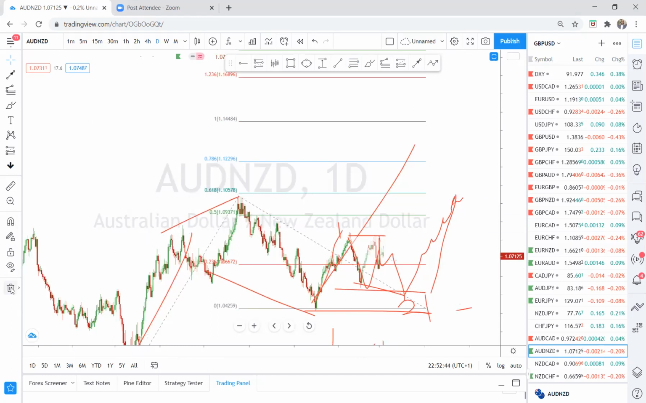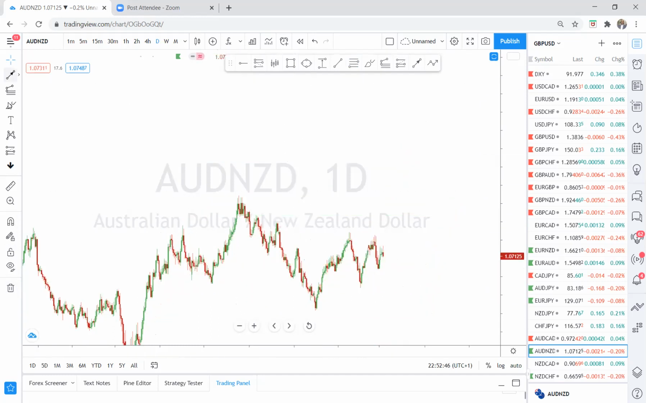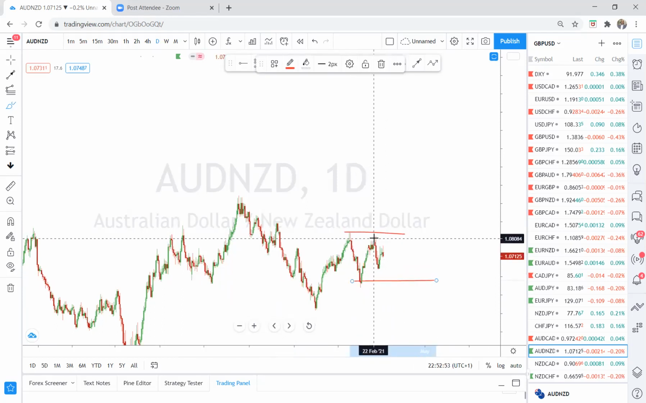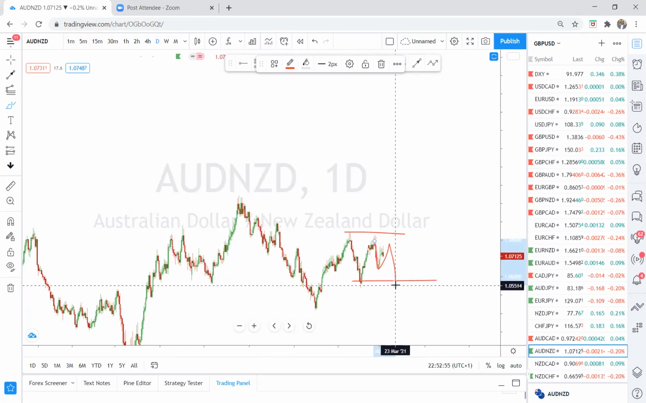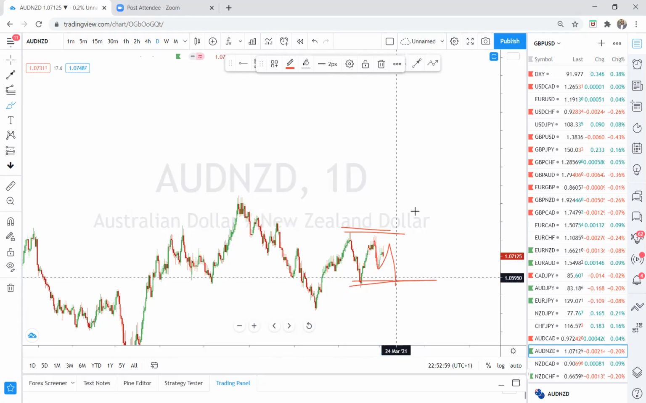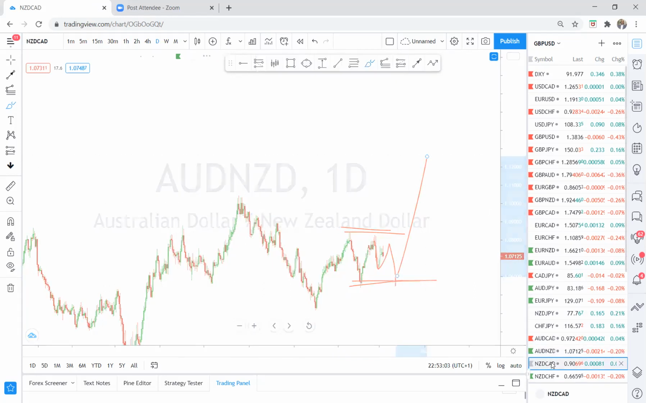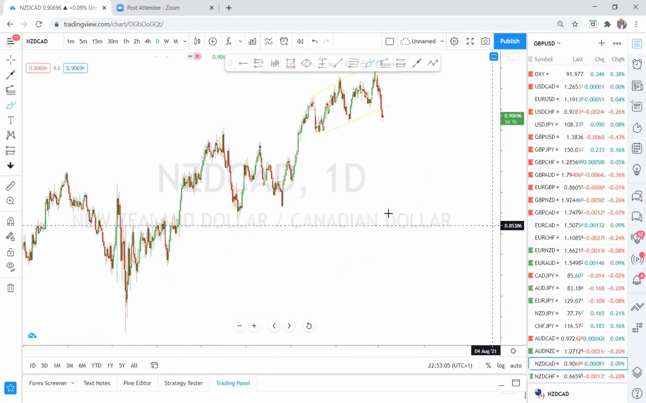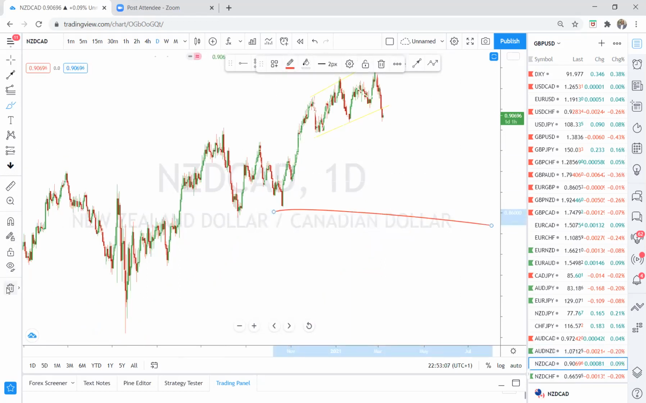But then, what should you expect this week? I don't expect anybody to trade this. Allow this structure to develop between here and here. Let this come down to make a regular flat. Once this regular flat is complete, then take your move to the upside. That is AUD NZD. NZD CAD.